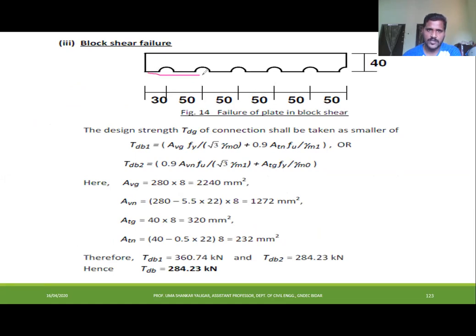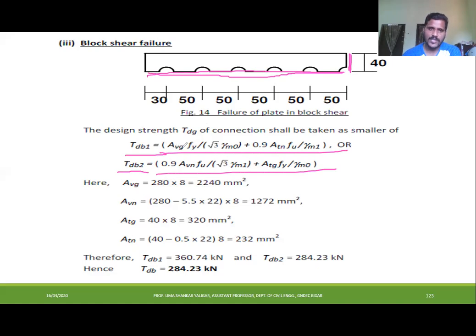Now here we know that the failure which is along the bolt is due to shear, and the failure which is perpendicular to the bolt plane is tensile. This plane is due to the tensile failure, and this plane is due to the shear failure. About this we have discussed explicitly in the previous session, therefore I am not stressing too much here. Now here we have two formulas to calculate strength, Tdb1 and Tdb2.